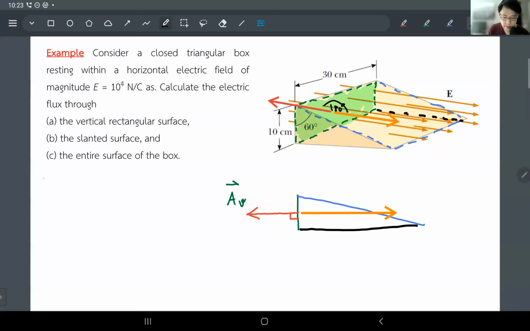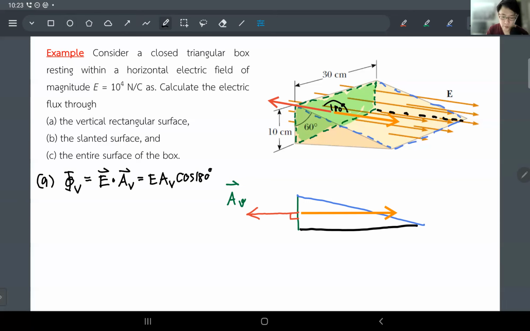So part A, what I can do is flux through the vertical area. Let me call it flux sub V. It is going to be the electric field dotted with the vertical area vector. Cool. So far so good. And that would be E magnitude times the magnitude of the vertical area and then cosine 180 degrees.